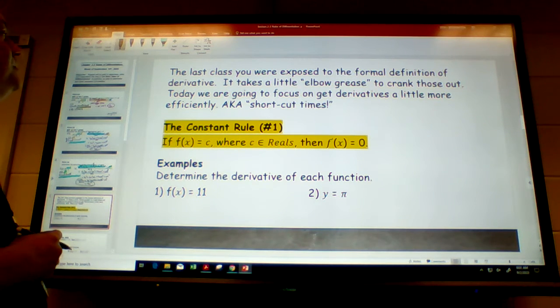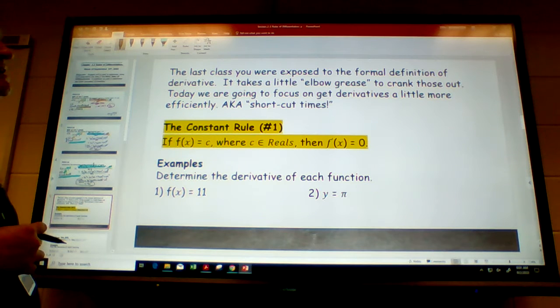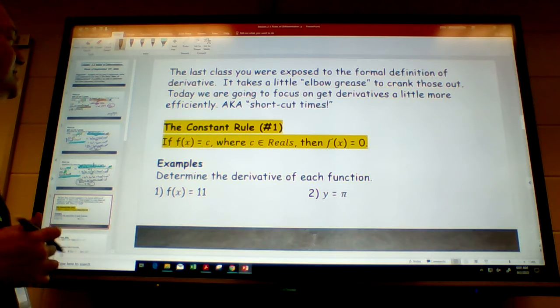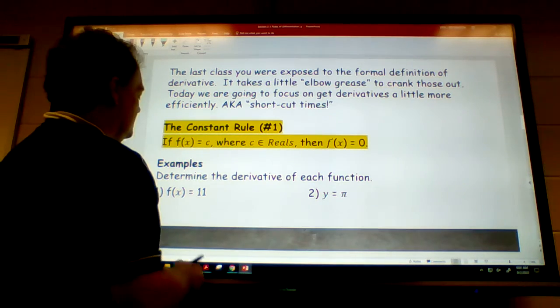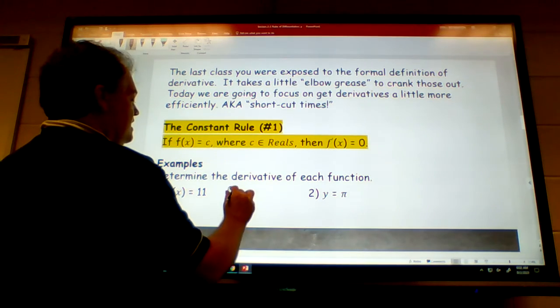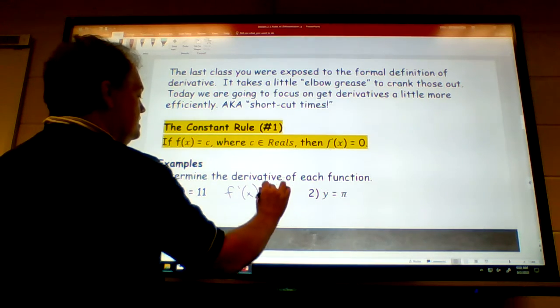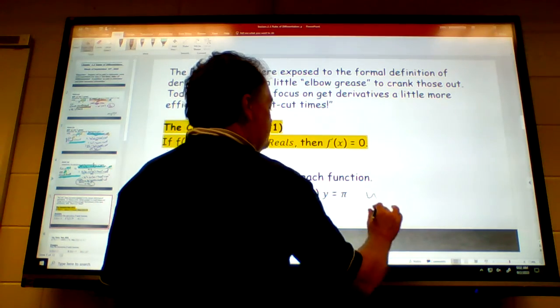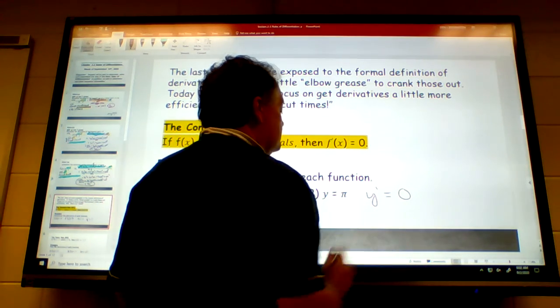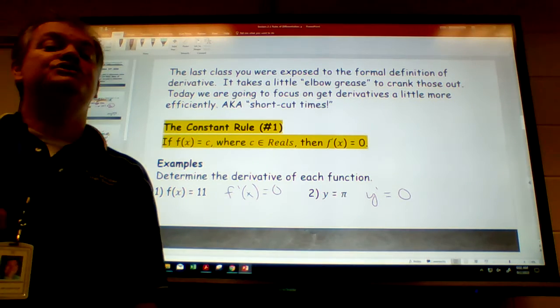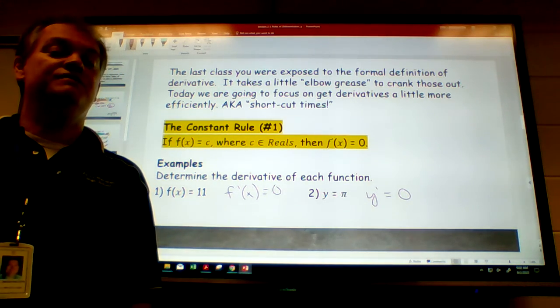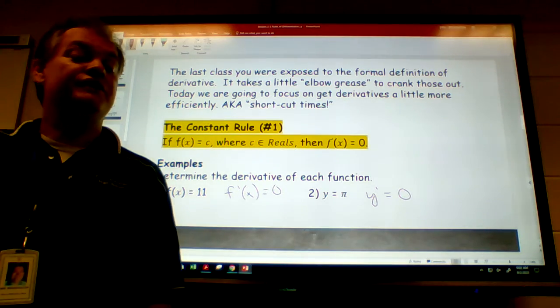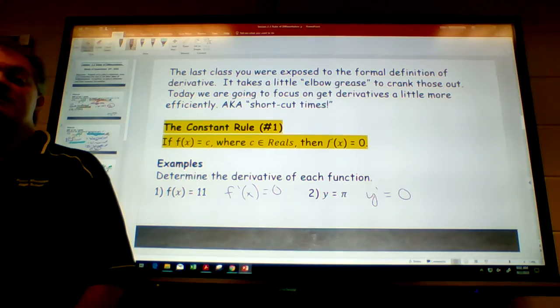Shortcuts. Here we go. The constant rule. If you're taking the derivative of a constant, where C is any member of the reals, then f prime of any number is going to be 0, as long as it's constant. So in other words, if f of x equals 11, f prime of x will be 0. If y equals pi, then y prime will be 0. As long as it's constant, its derivative is going to be 0, because that means there is no change. There is no instantaneous change. That's why the derivative is 0.